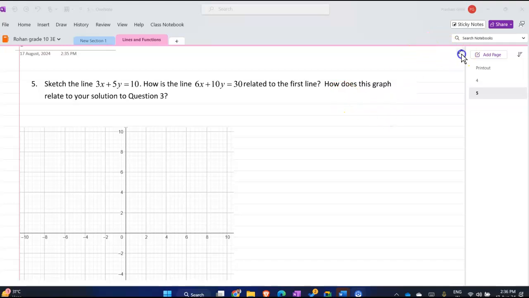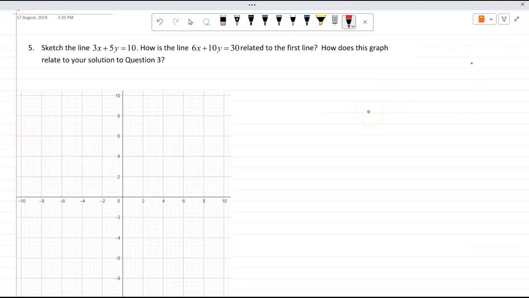Okay, now whenever they ask you to sketch, what you need to do is, for this line, find the x-intercept and the y-intercept. To find the x-intercept, you plug in y as 0 in the equation.